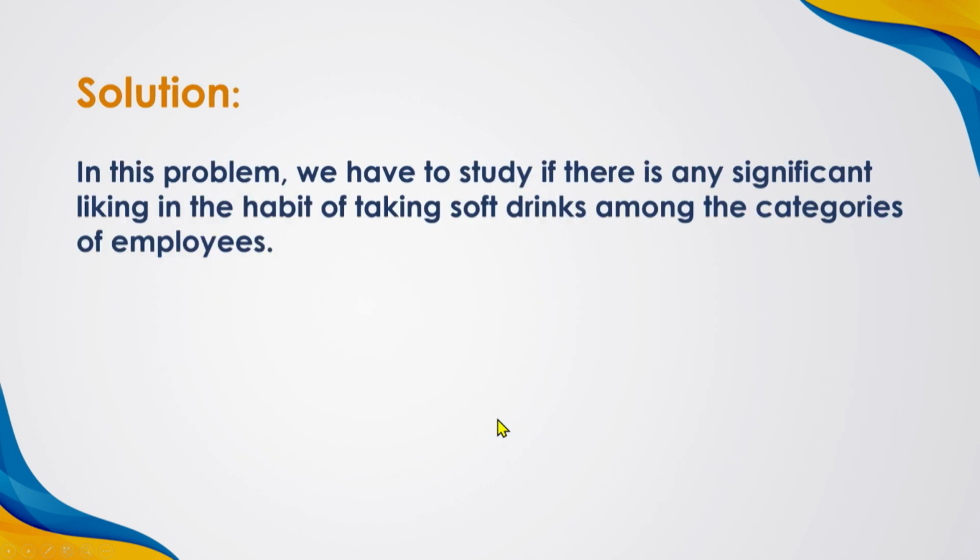Now coming to the solution, first you have to be clear about your problem, what you are going to study. So in this problem, you have to study if there is any significant liking in the habit of taking soft drinks among the categories of employees. You may be thinking, why study the liking habits of the person? This impacts the market at a higher level. As you know, the soft drink most liked by the person will have the most sales. So you may not think of the problem as a simple one, as it reflects in business models.